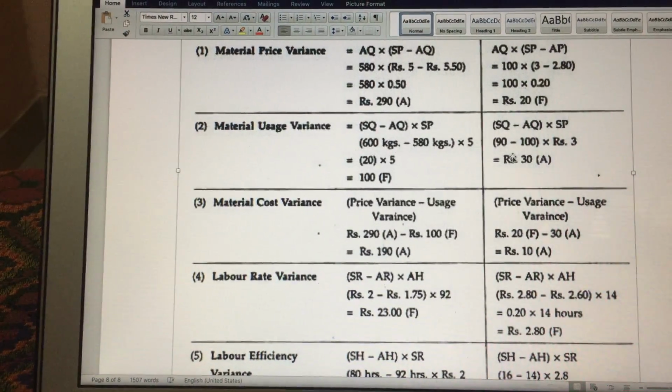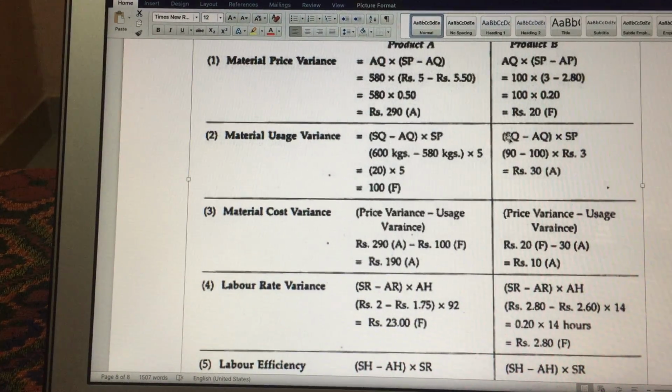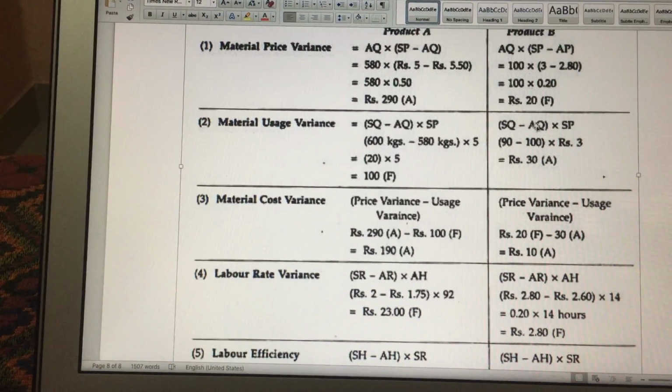Similarly, we will calculate for product B using the same formula, standard quantity minus actual quantity into standard price.